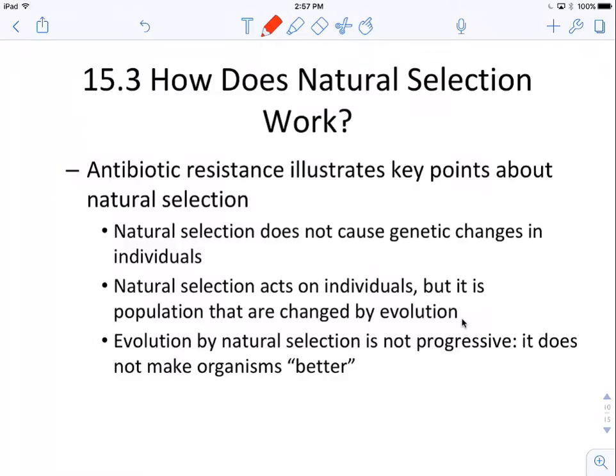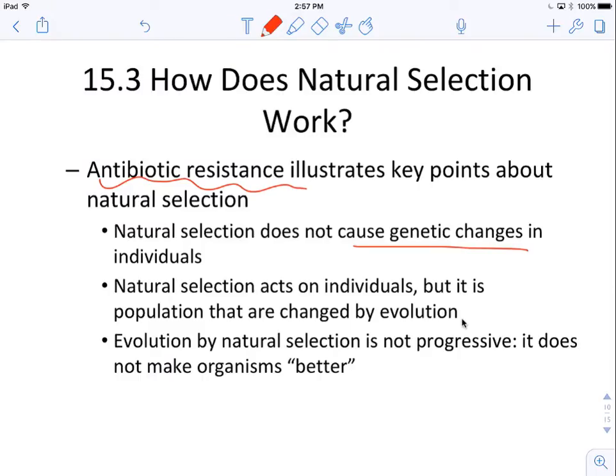Antibiotic resistance is another really beautiful example of natural selection. Again, natural selection does not cause genetic changes. Genetic changes have already occurred, and make something more fit for the environment.